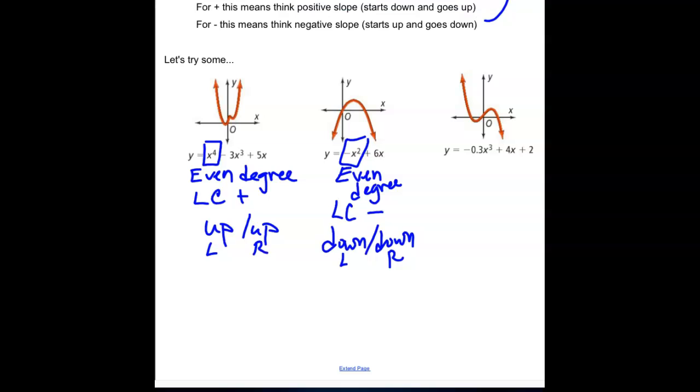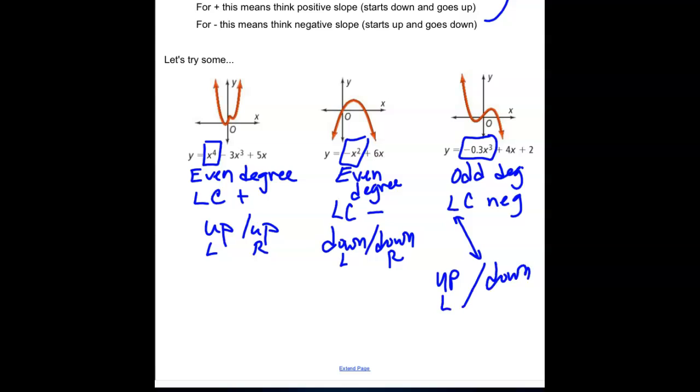Okay, for our next one, standard form again, looking at the first term. This time we have an odd degree. So think odd, opposite directions. Leading coefficient is negative. So think of a negative sloping line. It's going to look like that. So we would say it is up on the left and it is down on the right.